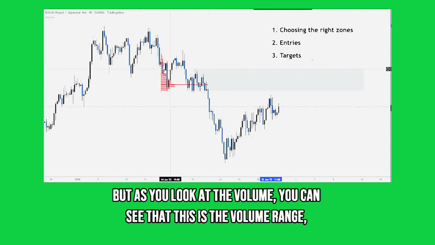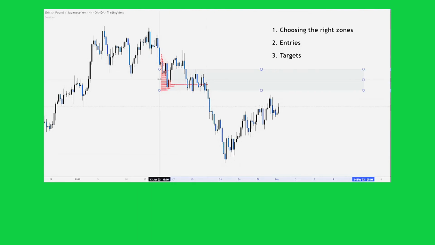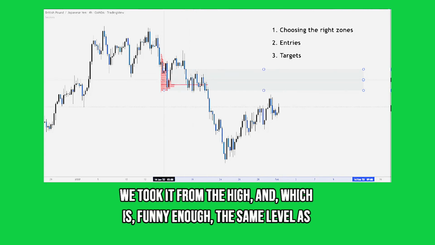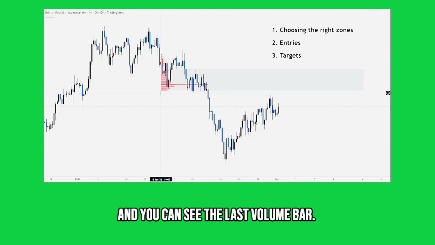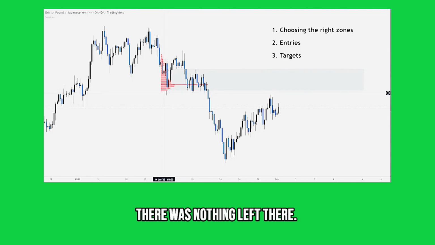Yes, but as you look at the volume, you can see that this is the volume range, guys. And this is exactly how we drew our zone. We took it from the high, which is, funnily enough, the same level as where the volume started decreasing, to the point where most volume is transacted, which would be this one, and you can see the last volume bar, there was nothing left there. So this would be our supply zone.